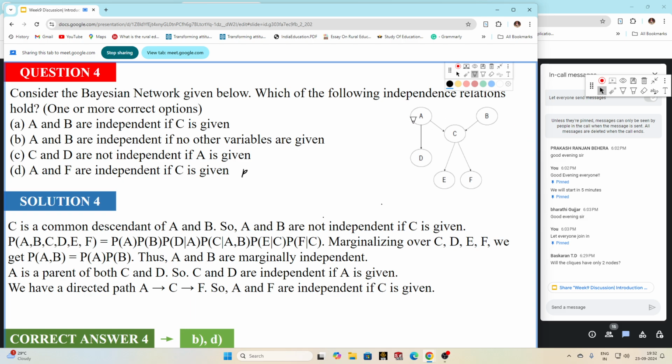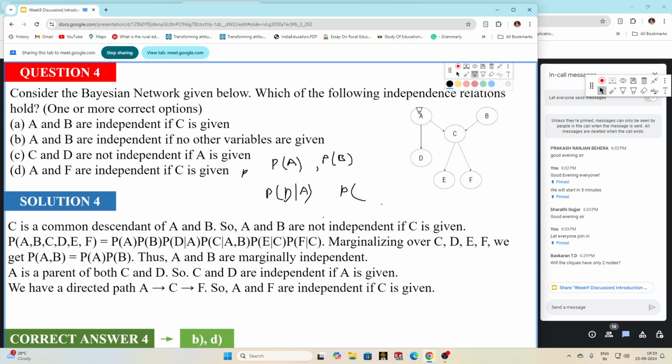So A and B are your root nodes. A and B will have only marginal probability, P(A) and P(B), because they are not dependent on anything. Clear, right? Yes, sir. Now what about D? D will have conditional probability because it has parent A, so that is why D given A. Clear?